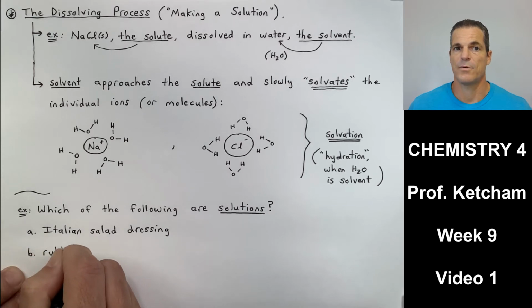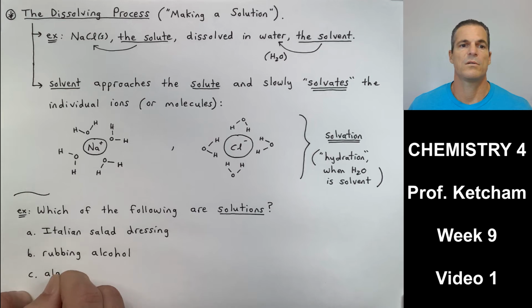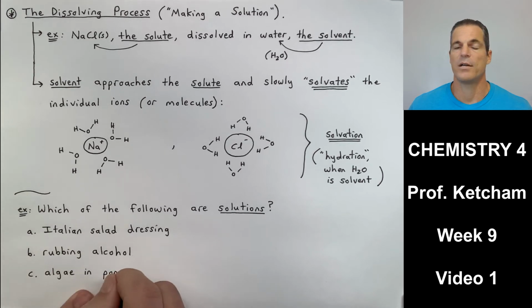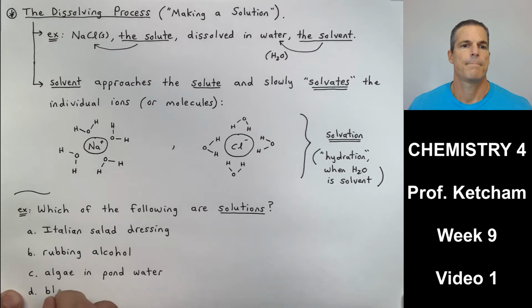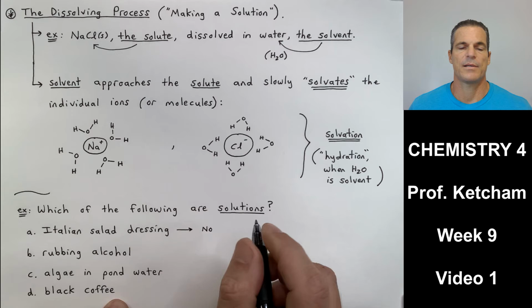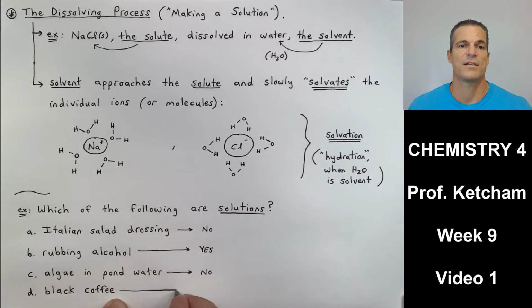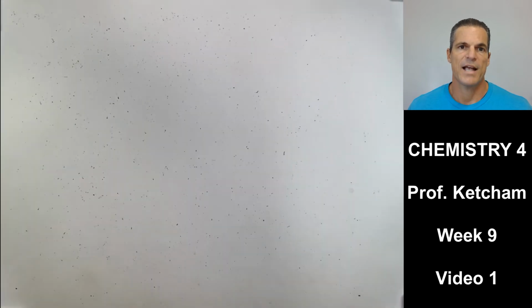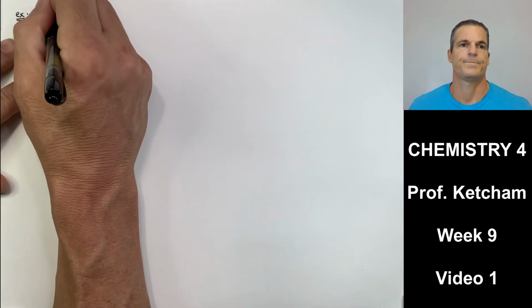They're consistent throughout: Italian salad dressing, rubbing alcohol, algae in pond water, and black coffee. All right. Italian salad dressing is not a solution. It's not uniform throughout. Rubbing alcohol is a solution because it's the same, it's got consistency throughout. Black coffee, consistent throughout. So black coffee and the rubbing alcohol were solutions.